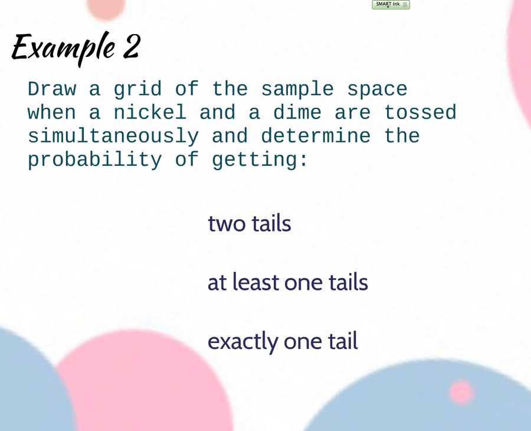So we're going to first draw the grid of the sample space. And what we're doing is we're going to flip 2 coins at the same time, a nickel and a dime. And then we'll determine these probabilities using our 2-dimensional grid. So like I said, our grid's going to be kind of small, but it'll still work out.